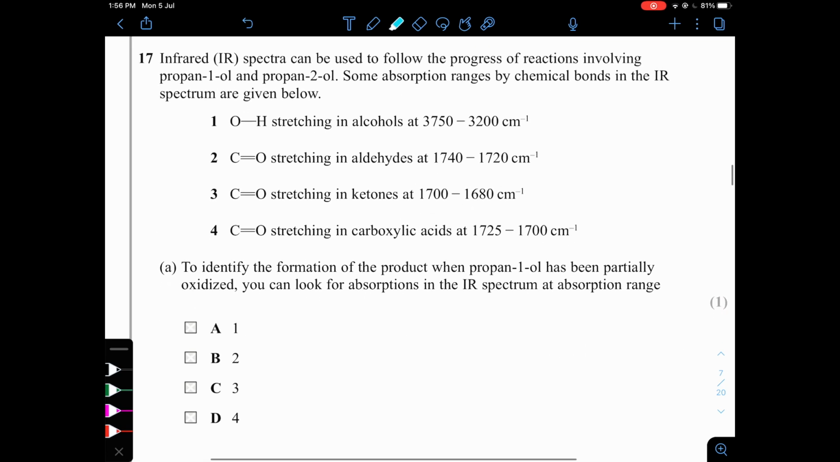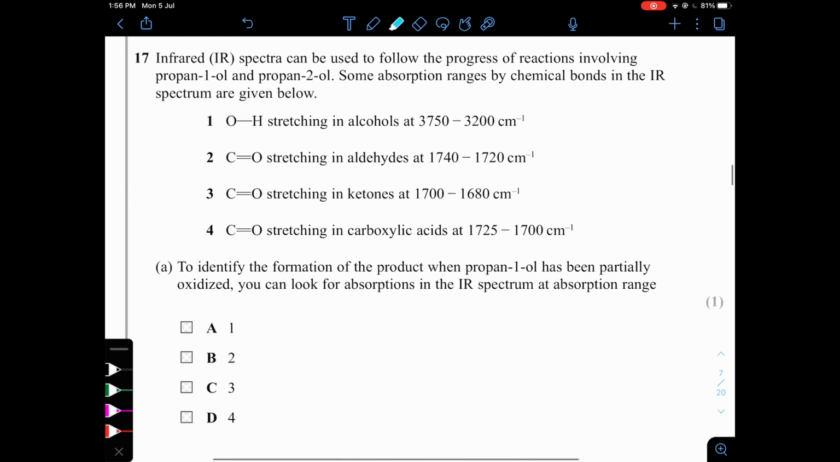Question number 17. IR spectra can be used to follow the progress of reactions with propan-1-ol and propan-2-ol. Some absorption ranges shown by the chemical bonds in the IR spectrum are given below. We have OH in alcohol, C=O in aldehyde, C=O in ketone, and C=O in carboxylic acid. So let's see what the question is asking: to identify the formation of the product when propan-1-ol has been partially oxidized.